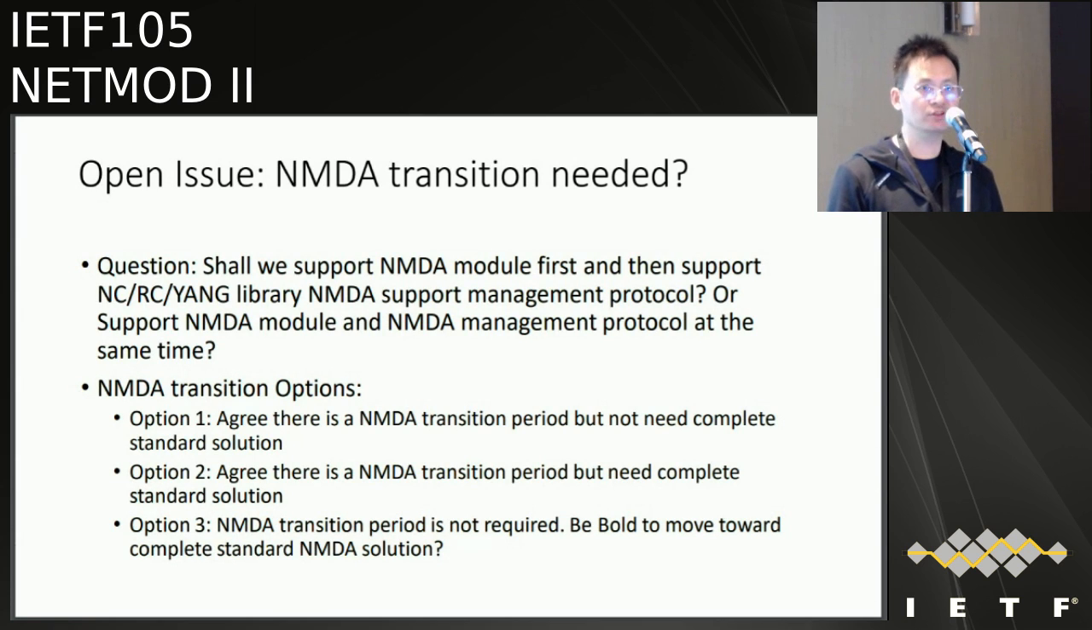For the options we propose, we may have 3 options. We think we can skip this transition stage and go directly to the NMDA solution. This is already done by IETF. It's a complete standard solution. But the problem we are facing is we assume many network clients don't support NMDA right now, so at this stage, how to migrate?